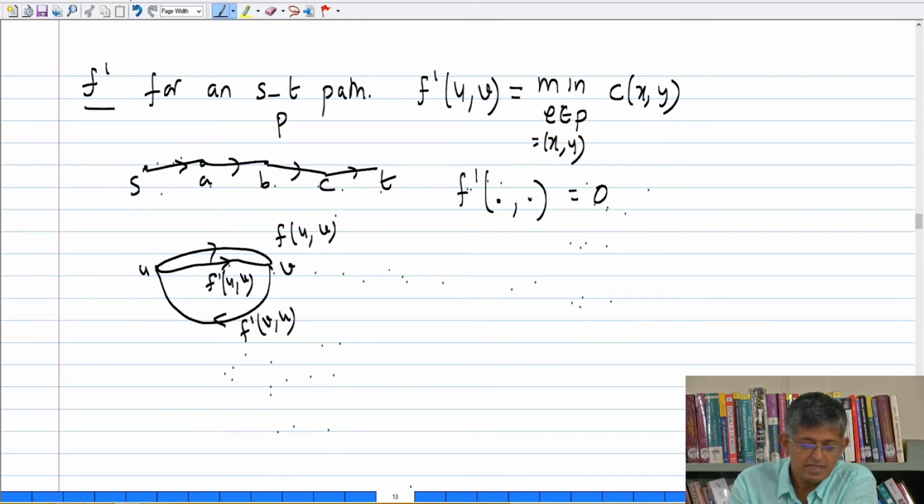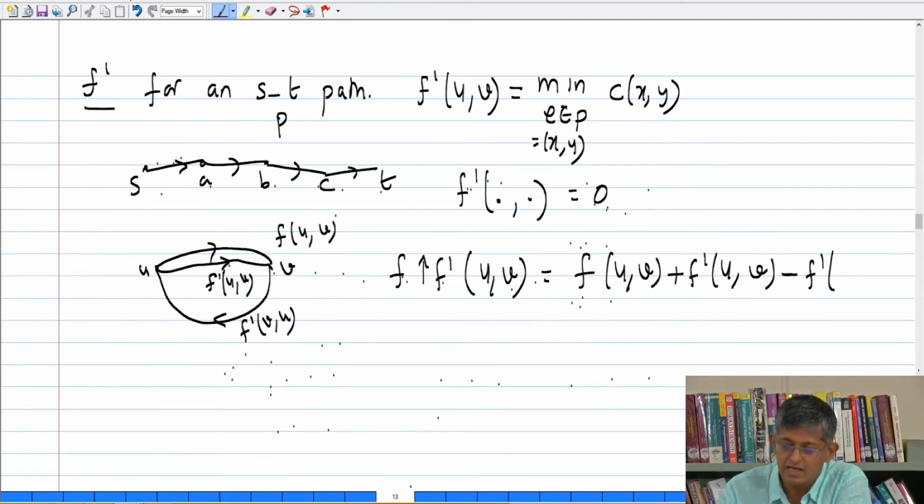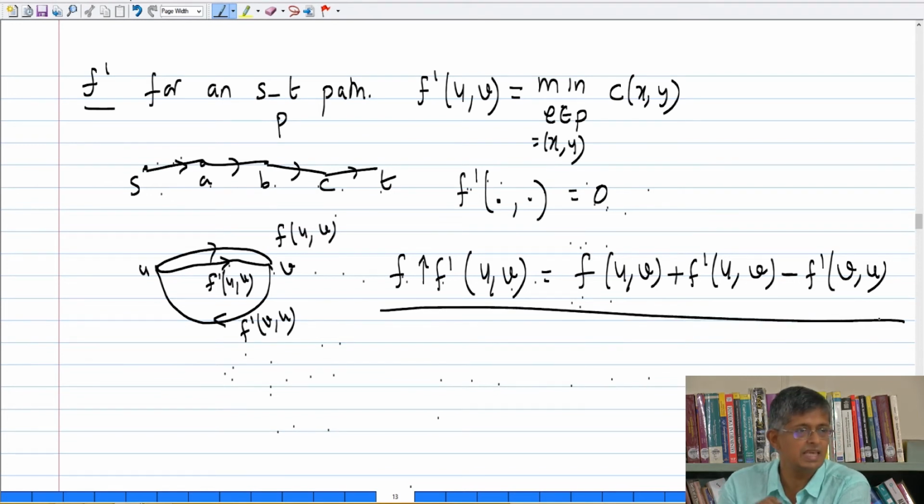So in this case, f augmented with f prime of u comma v is a short form for this long formula: f of u comma v plus f prime of u comma v, that is the flow in the direction u to v, and subtract out the flow in the opposite direction, very much like the current calculations that you might have done in resistive networks. So it's just the same. Just keep this in mind.